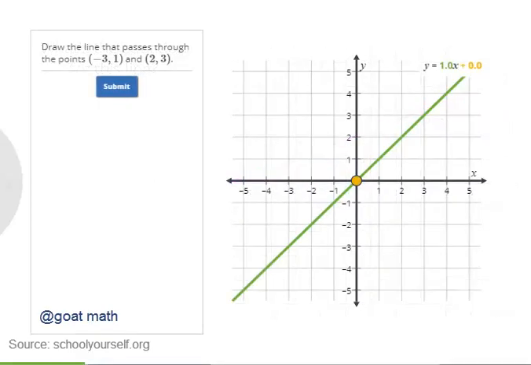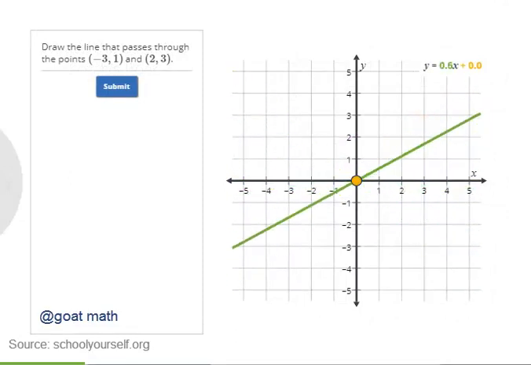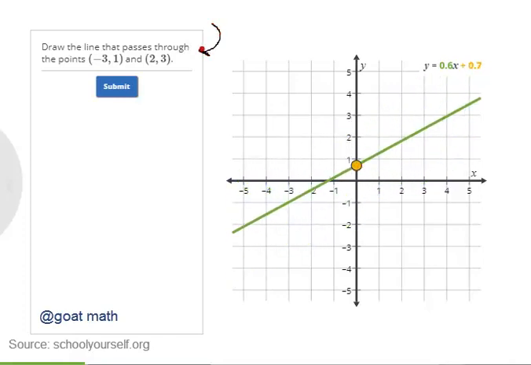So here's an interactive graph where you can draw your own line. You can change the slope by dragging the line up and down, and you can change the y-intercept by dragging this yellow dot. So try making a line that passes through -3, 1, so that's this point over here, and 2, 3, which is this point over here.